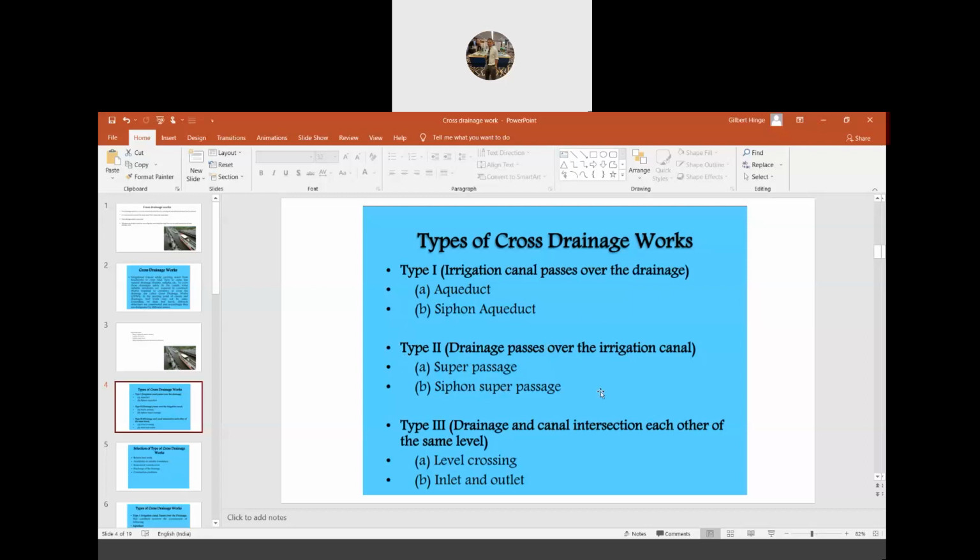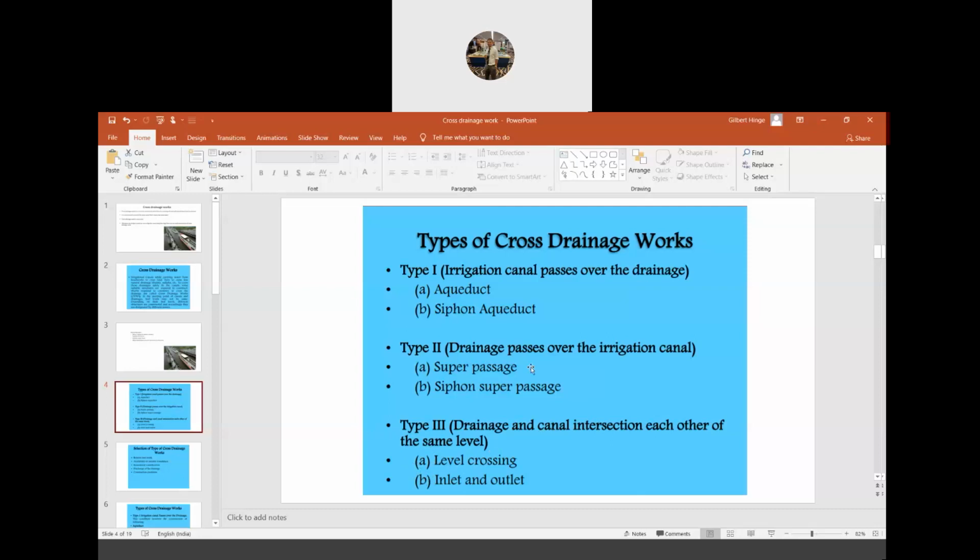And sometimes, when the water carried by the canal and the water carried by the river are of the same quality and the quality of the water does not matter so much, we allow them to mix together. In this case it falls into category 3, whereby the drainage and the canal intersect each other and are at the same level. In type 3, we have the level crossing and the inlet and outlet. So these are the three types of cross drainage work.